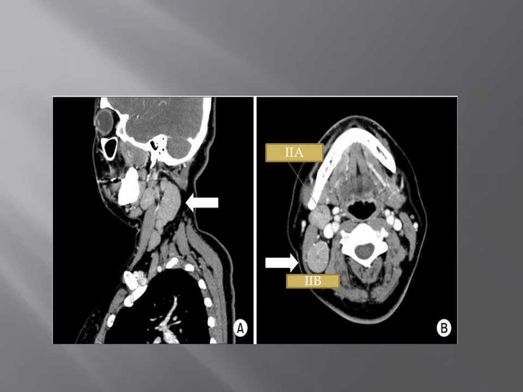These are the level 2 nodes which lie posterior to IJV with a well-defined fat plane. So these are level 2B nodes. And this is the node which lies anterior to IJV, and this level is above the level of the hyoid. So we are dealing with level 2 nodes, and this is anterior to IJV, so 2A nodes.